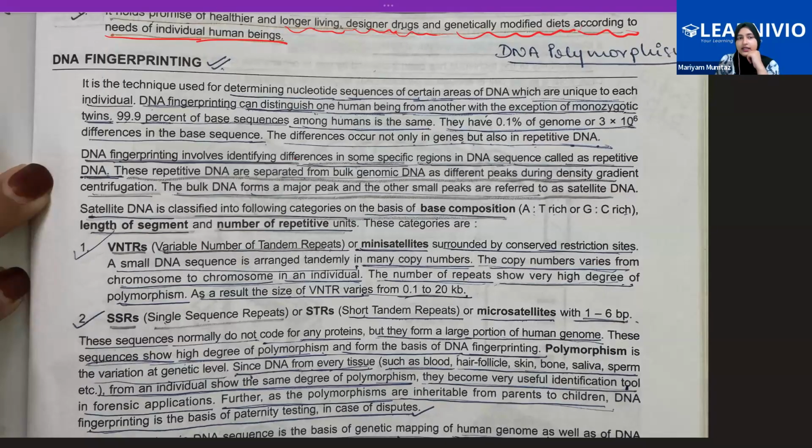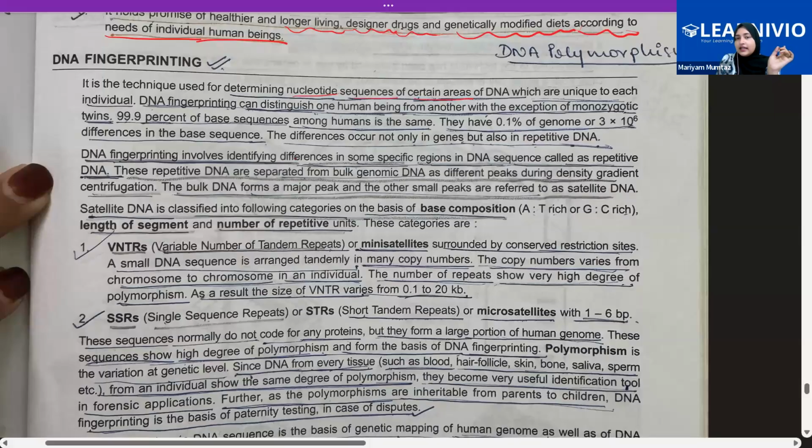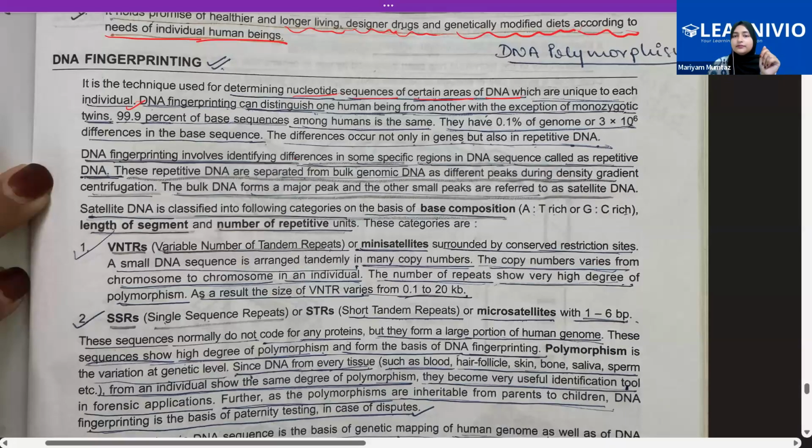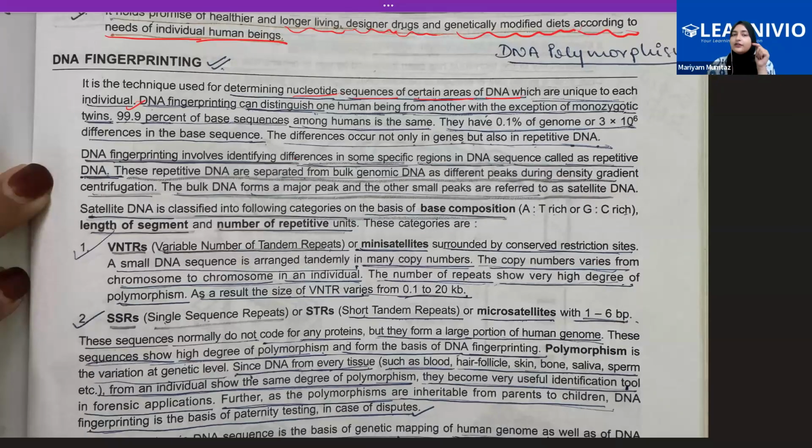DNA fingerprinting is a technique used to determine the nucleotide sequence of certain areas of DNA which are unique to every individual. Now, obviously, if you were to study my DNA and your own DNA, it would be 99.9% the same in both of our cases, right? It's that 0.1% that will make me the criminal or make you the criminal, isn't it? So I will go for the gene that makes you different. DNA fingerprinting can distinguish one human being from another with the exception of monozygotic twins.